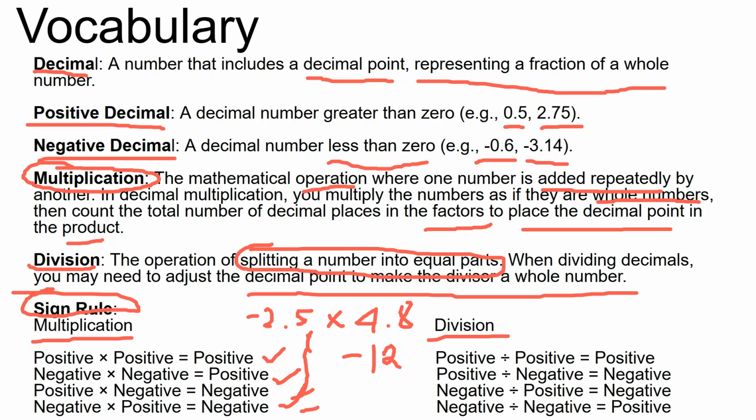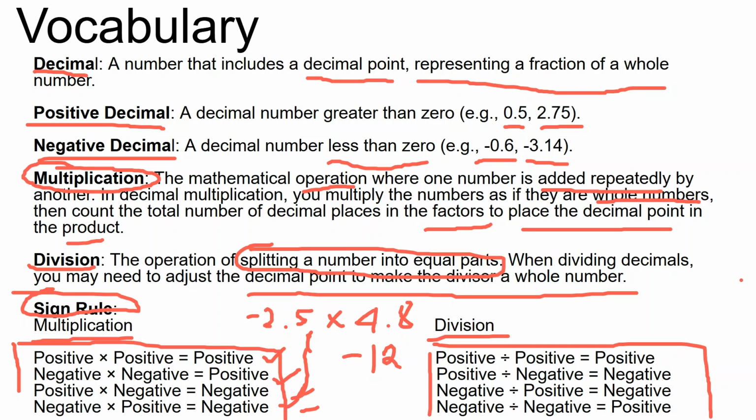And then of course, negative divided by negative is positive. So again, negative divided by negative is positive. We should not forget that because these are very important. The signs are very important, especially since our topic is about multiplication and division of positive and negative decimals. So we must be aware of these sign rules.